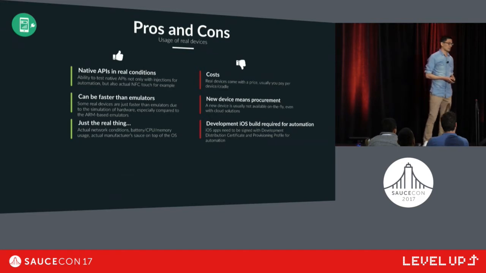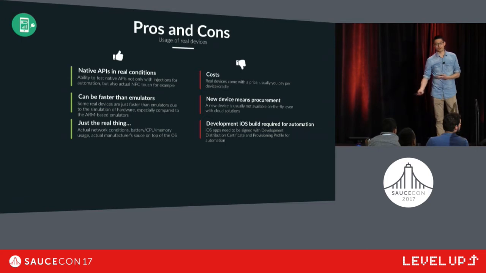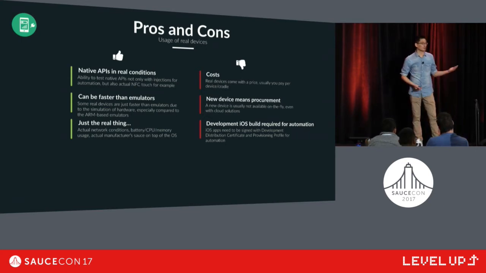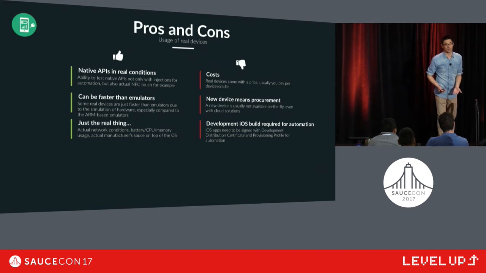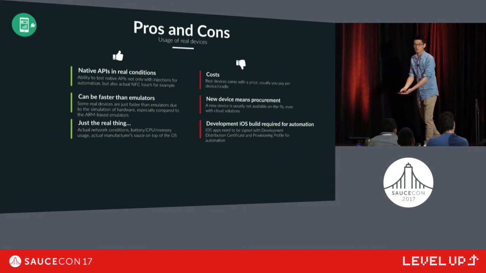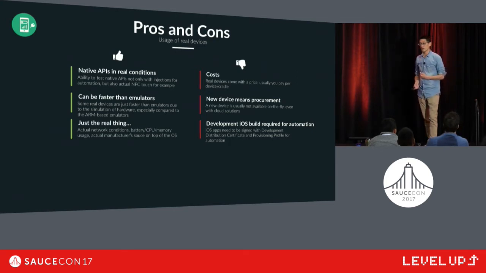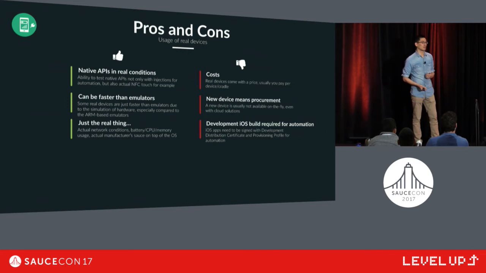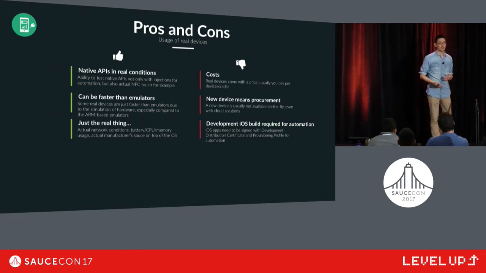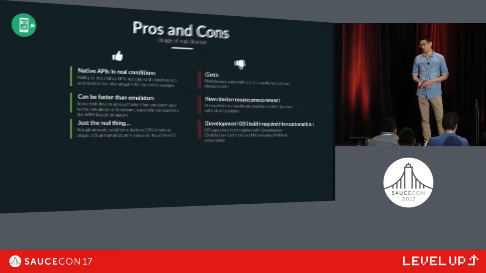The cons, well, the costs: you have to buy the device, or if you're using a cloud provider like Sauce Labs, pay per cradle. If tomorrow the iPhone 8 comes out, you have to wait until it's available, but by then the iOS simulator is already available, so you can already gain that fast feedback. And if you want to do iOS automation, you need a special build. In my experience, I've worked with a lot of mobile development teams. They already produce different kinds of builds for their delivery. This is another special build, so you have to be aware of that and take it into account.